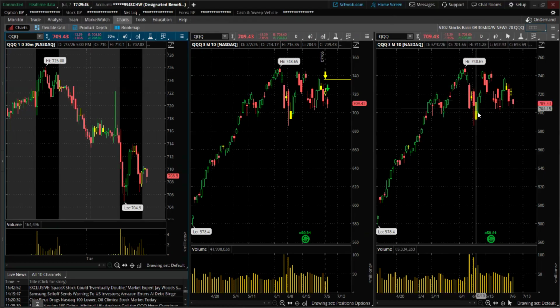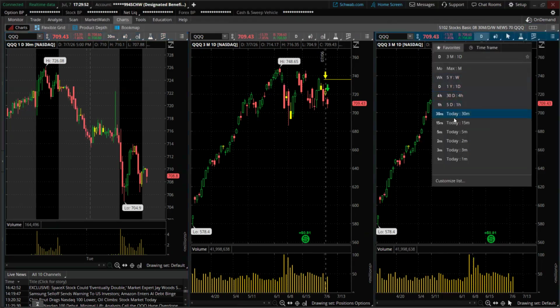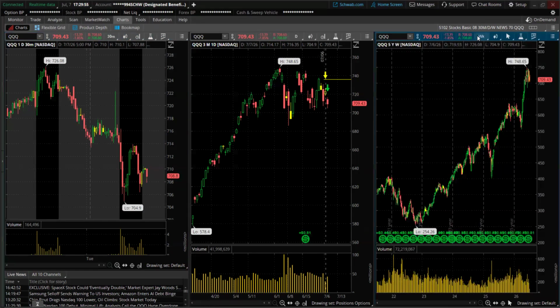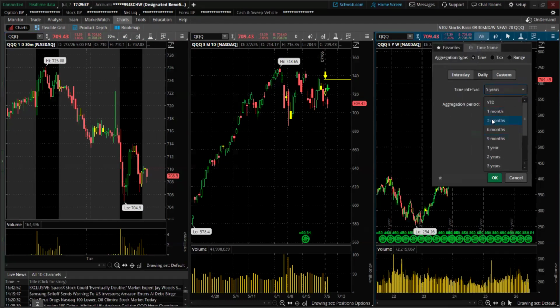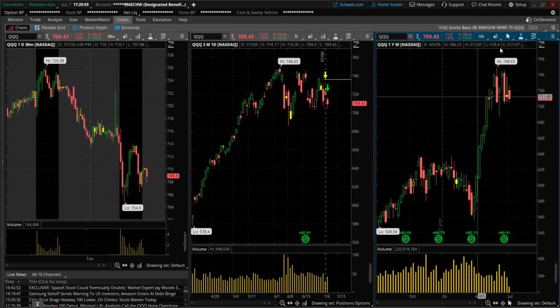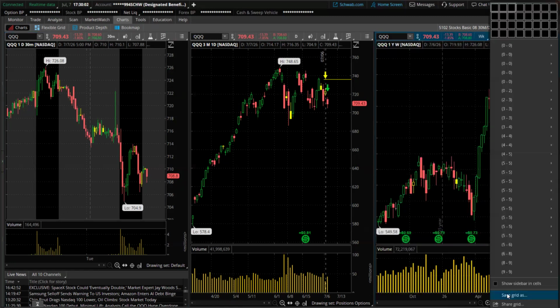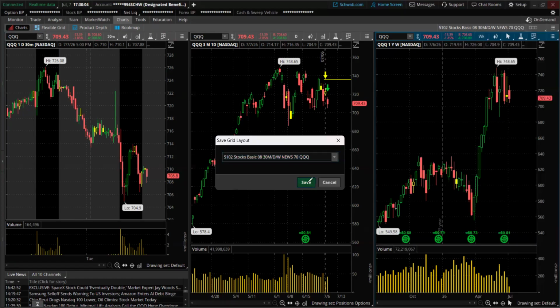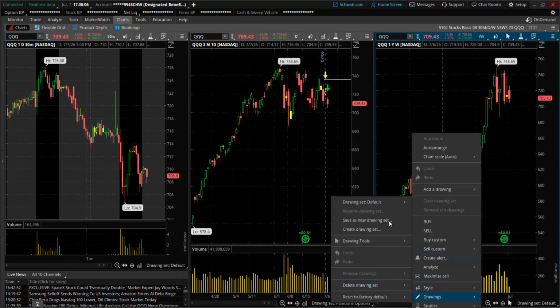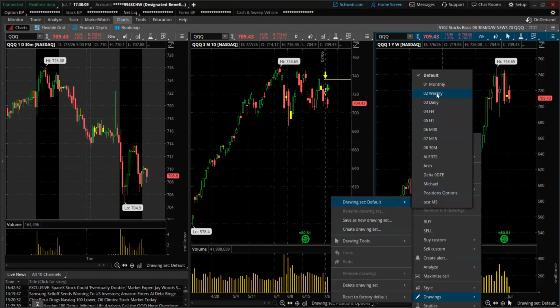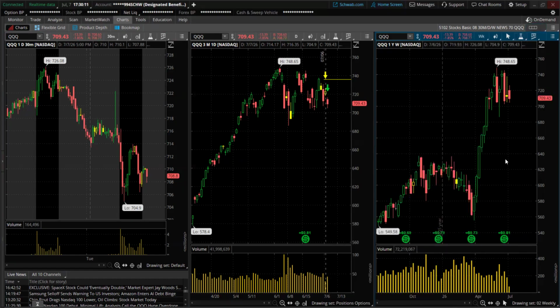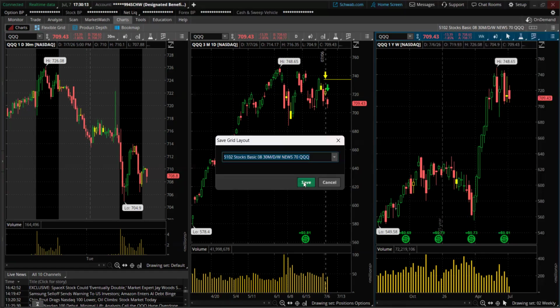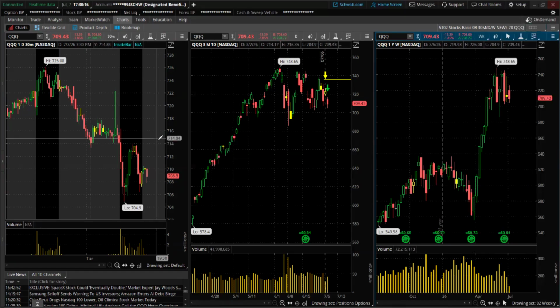So the far right is the daily chart. I need to update that. That should be weekly. Do some house maintenance here. There we go. Yep, so the far right is the weekly. The middle is the daily. And the far left is intraday, 30-minute, 1 day.